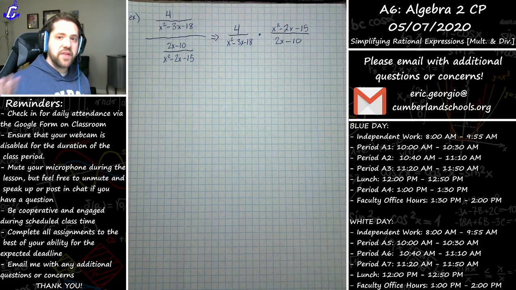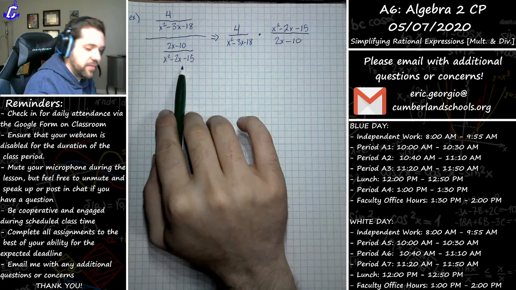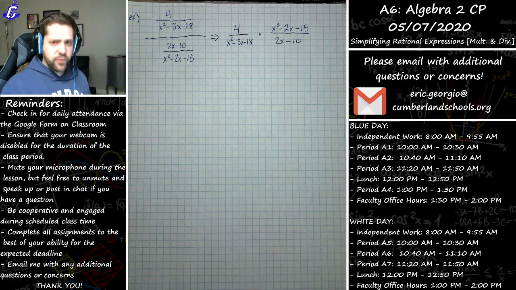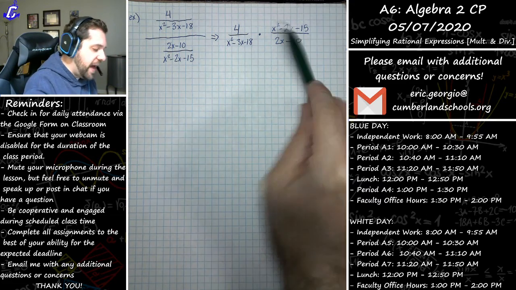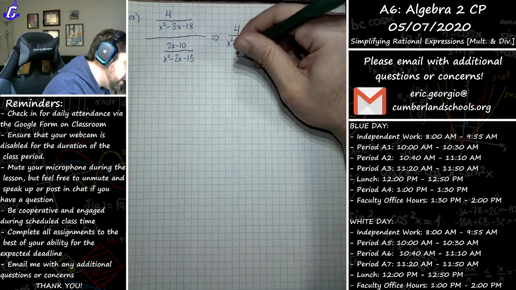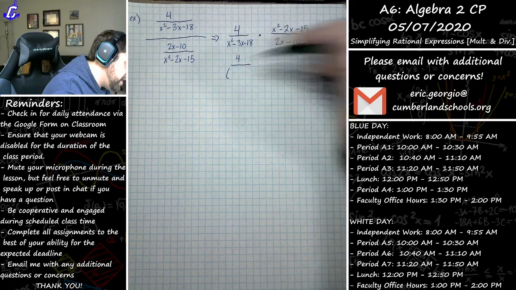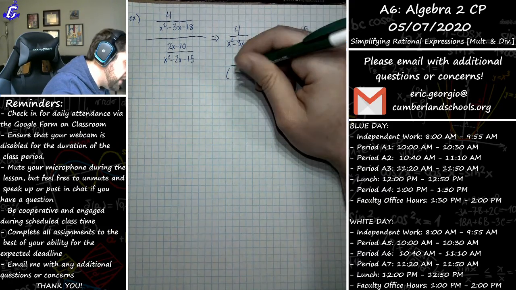And in one fell swoop, in my opinion, this went from a very scary problem to a problem that we're pretty comfortable with, that we should be able to factor and cancel a bunch of stuff out. Let's actually do that right now. In this term here, I have my 4 over. I'm going to go ahead and cancel, or sorry, not cancel. I'm going to go ahead and factor.